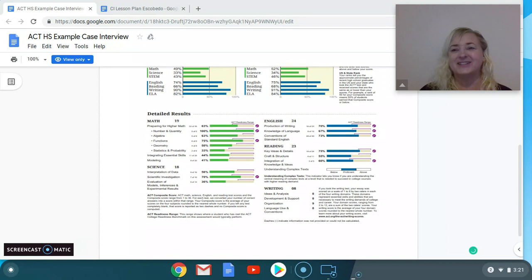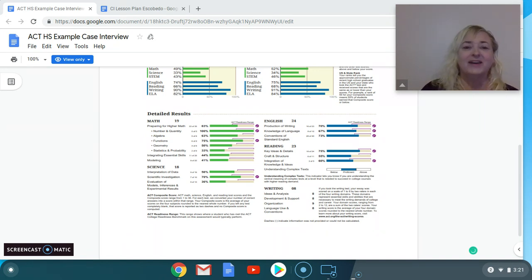Today, we're going to discuss some recent test results on an ACT exam that your student took. The areas of curriculum that we're going to focus on are math, science, English, and reading. We're going to focus on areas of growth where your student can make the most growth in their learning.